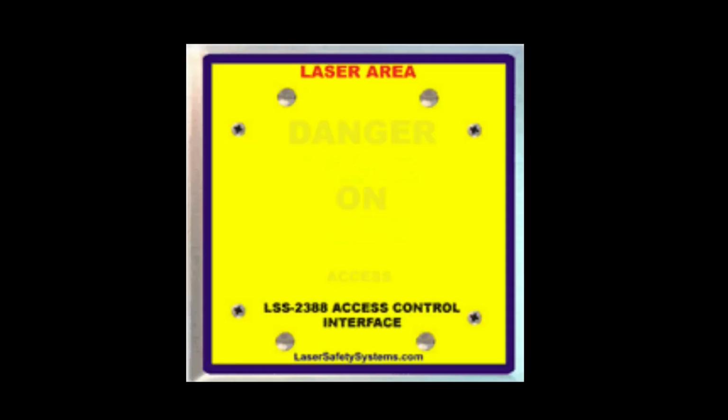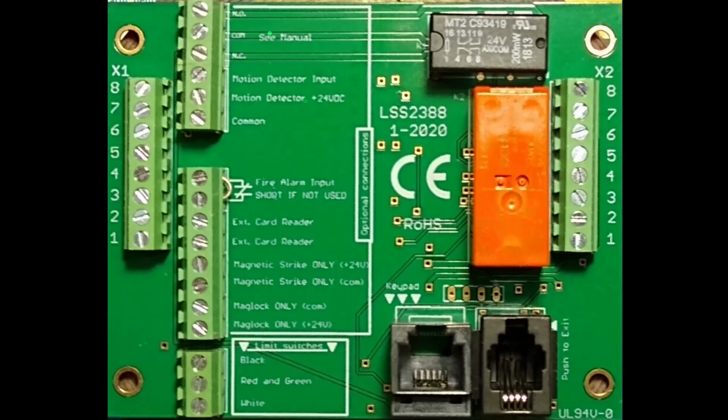Our LSS-2388 Defeatable Access Controller can also crash the room interlock, but it will automatically reset itself after performing the safety action. There's one exception to this statement. The LSS-2388 control module has a fire alarm input. If it's connected to a fire alarm system and the system opens the contact, the 2388 module will remain in the crashed state until you reset the fire alarm.